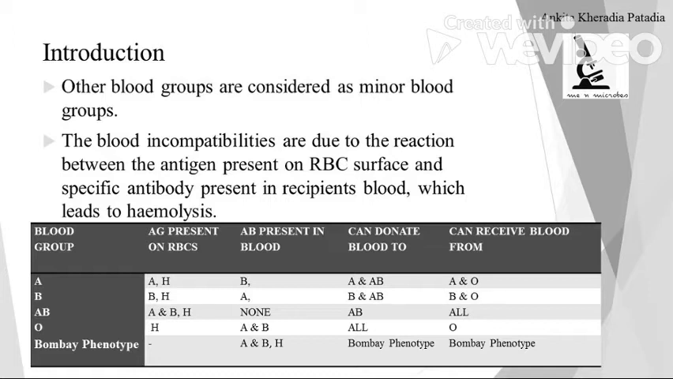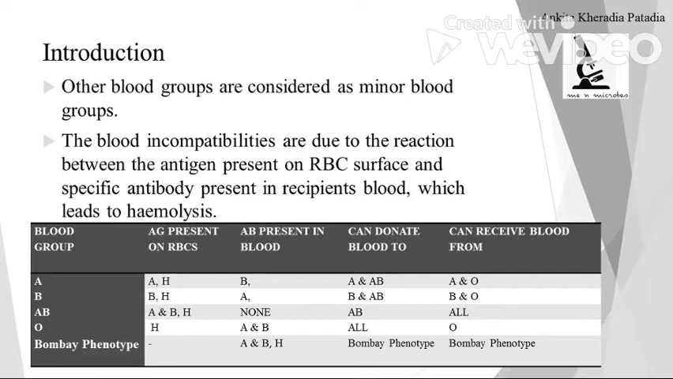See, in blood group A, the antigens present on the RBC are A and H antigen, and that person is having antibody B. So he or she can donate blood to A and AB both. While the person having antigen B and H on the RBC has antibodies against A antigen.